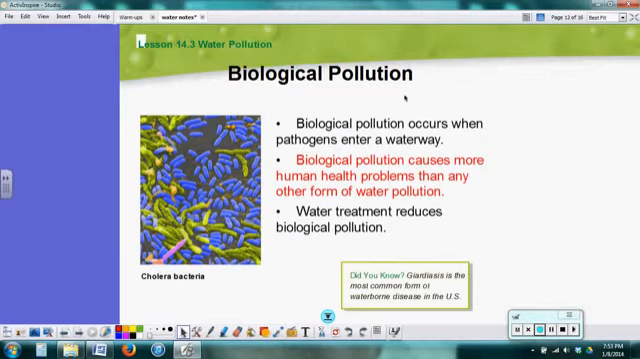The last one's biological pollution. This is the main way that causes our health problems. This is when you have bacteria and different pathogens, different things that will help the E. coli grow more, fecal matter, things like that, that get into the waterway. And we use it for swimming or for any recreation purpose, and we end up getting sick by it. So it's usually not from our tap, but from recreational use.